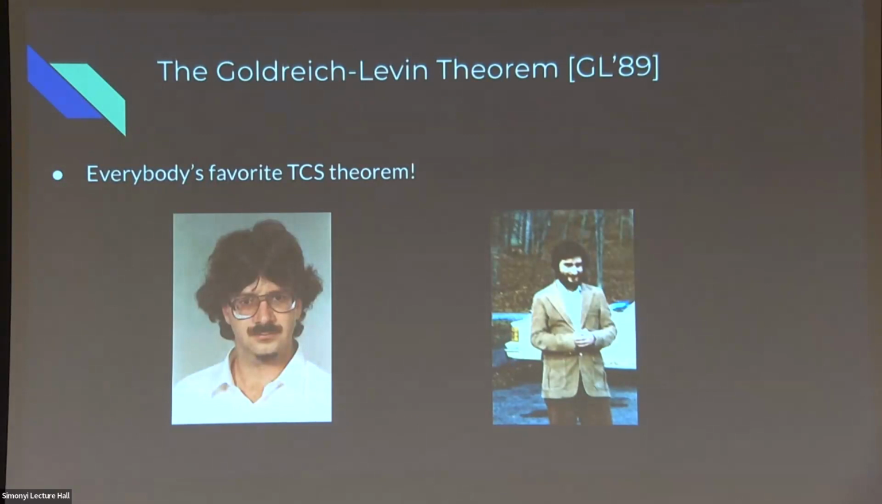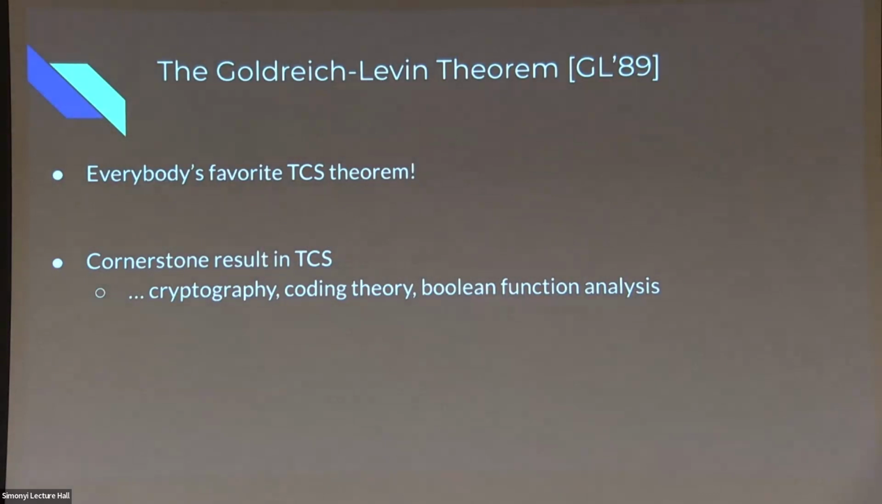The Goldreich-Levin theorem is an absolute cornerstone in theoretical computer science. A fundamental result in cryptography, Boolean learning theory, and coding theory. Maybe it's an overstatement to say that it's everyone's favorite theorem, but it's certainly in the Hall of Fame for sure.